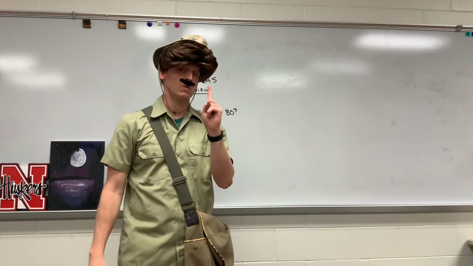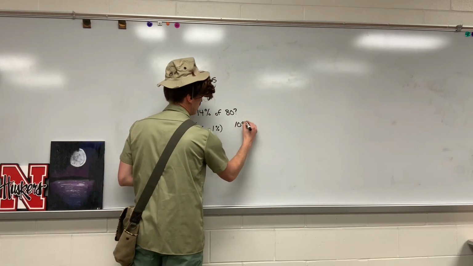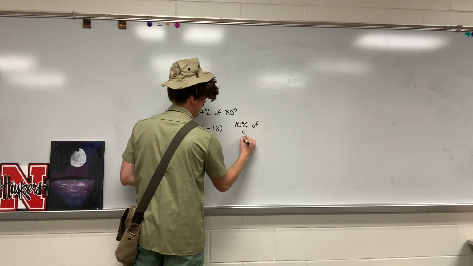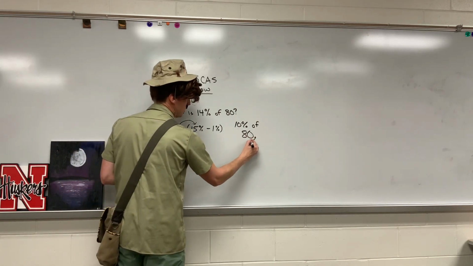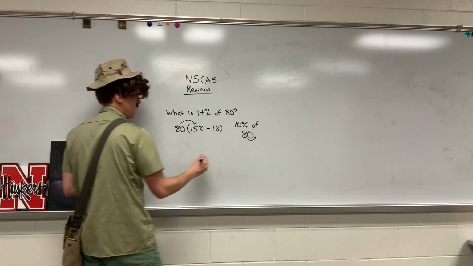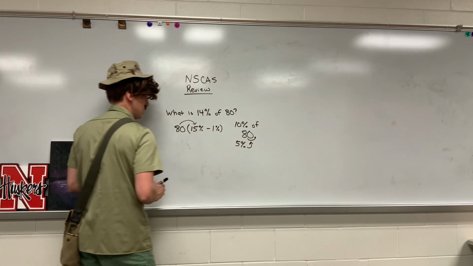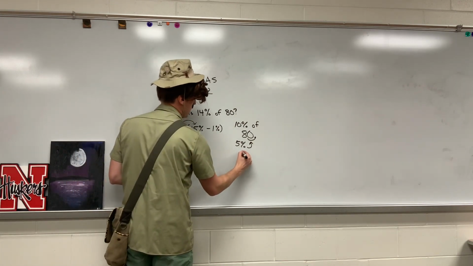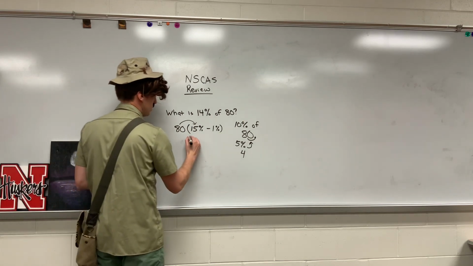10% of any number is really easy. All it does is it shifts the decimal over one place. So let's talk about 10% of 80. I'll write 80 right here. Decimal's right there. It's going to shift it over one place to the left. So 10% of 80 is 8. Okay? 5%, which is half of 10%. So 5% of 80 is 4. So 15% of 80 is 8 plus 4, which is 12.